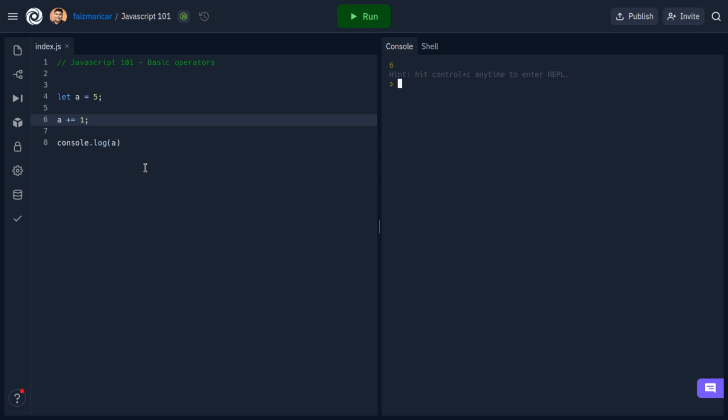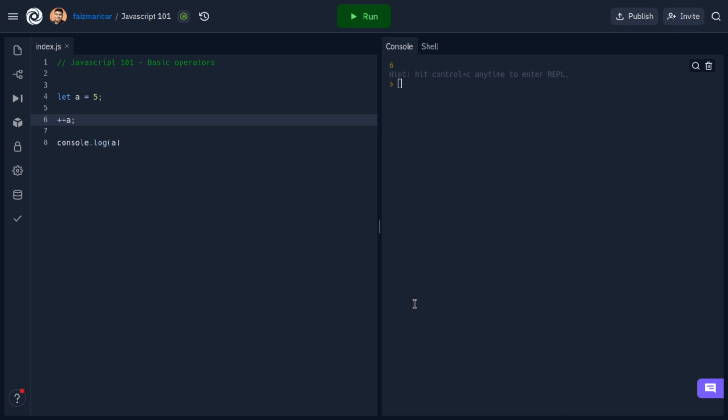It accomplishes the same thing. It gives you 6. Another shorter way of doing it is just by doing a++. You will also get 6. And you can also do ++a, and it also gives you 6 here. But you have to remember that the order matters, that it is actually quite a different operation.